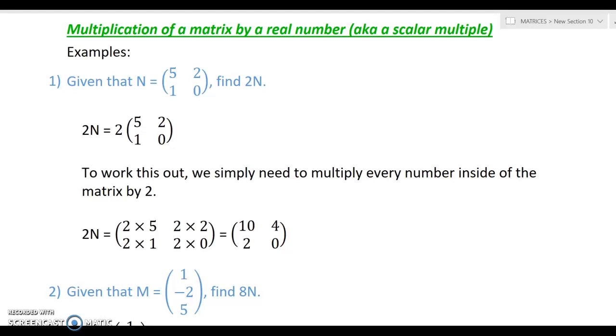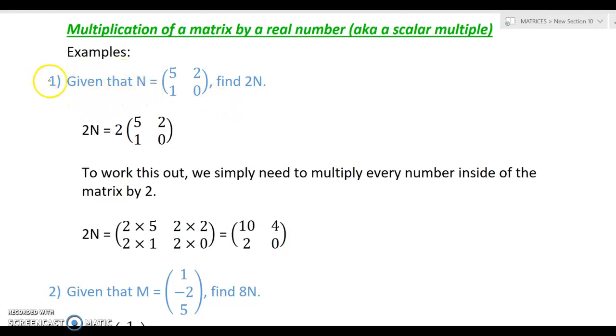Hi everyone, in this video we're continuing with matrices. In this video we're going to look at multiplication of a matrix by a real number, also known as the multiplication of a matrix by a scalar multiple. So what is a scalar multiple really?